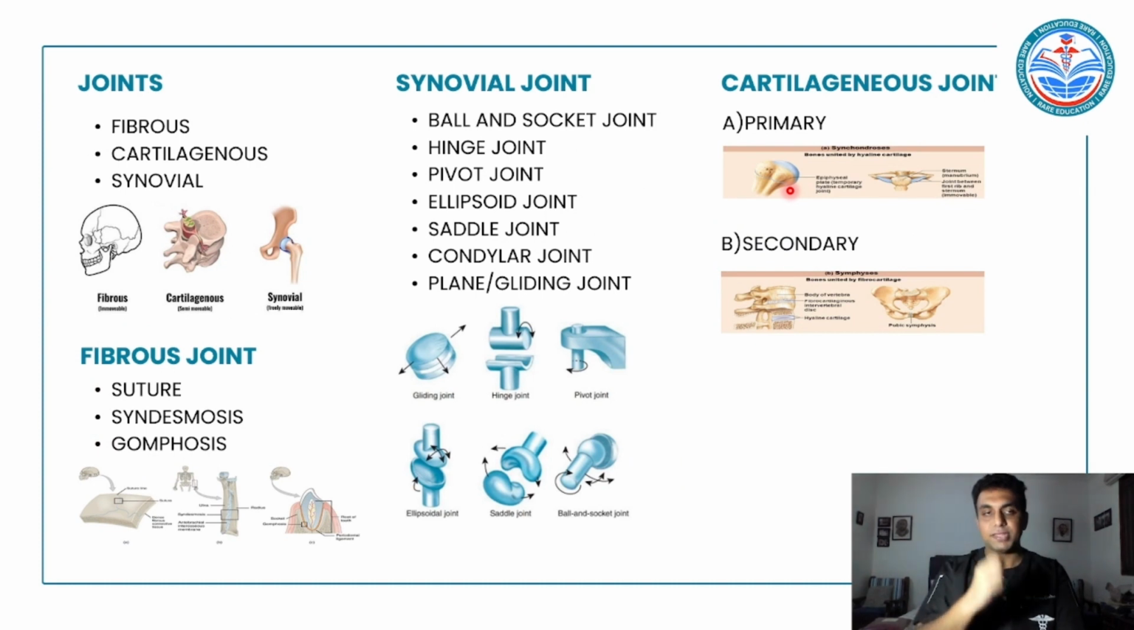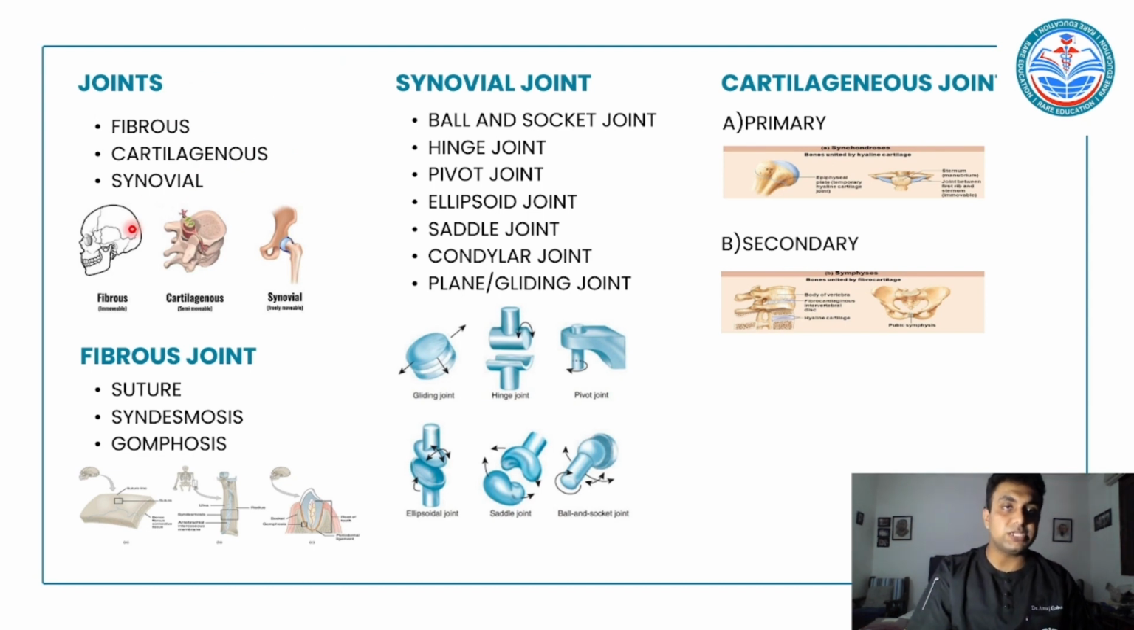Now, let us study the joints. One question is always coming in the exam, so always remember to study this in more depth. I will teach you this in more depth when we study it later on. But this is just an introduction, so do not worry. So, joints can be of three types. First is called fibrous joint, second is called cartilaginous joint, and third is called synovial joint.